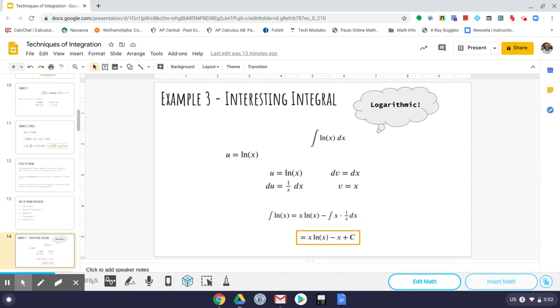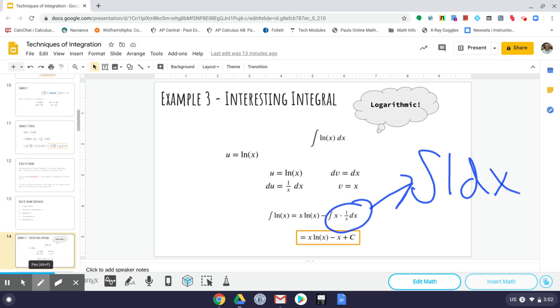The integral of the natural log is actually equal to x ln x minus the integral of x multiplied by 1 over x. That's v du. Now x multiplied by 1 over x, this piece right here, is really just the integral of 1 dx, which we've already run into in this problem. And so now I know the final answer is really just x ln x minus the integral of 1, which is x, plus c. Okay, and so that is how you would do the integral of the natural log.